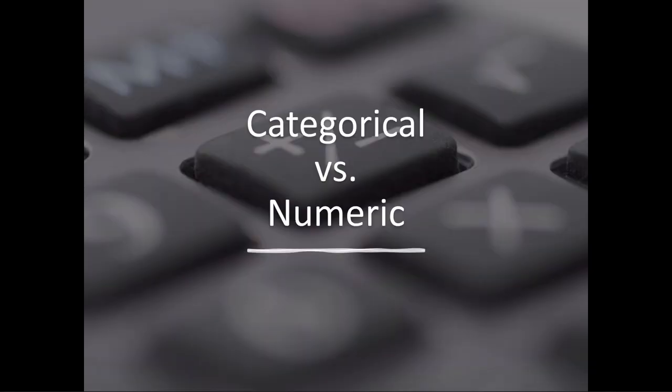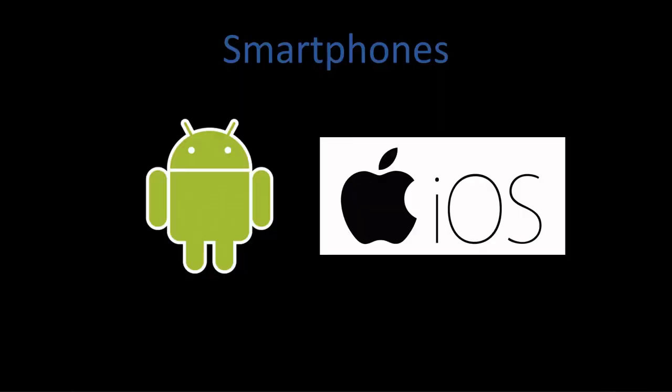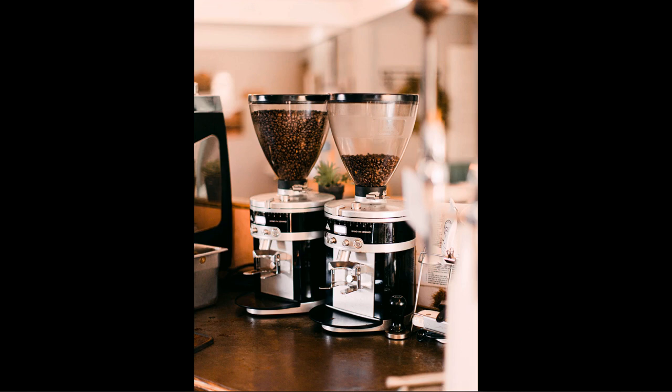So variables can be either categorical or numeric. Categorical variables differ based on different categories, right? Whereas numeric variables are distinguished based on some sort of numeric scale. They have some sort of number that's associated with them, and that's how they distinguish themselves. The variables I already mentioned, like phone operating system and type of coffee, are both categorical variables.